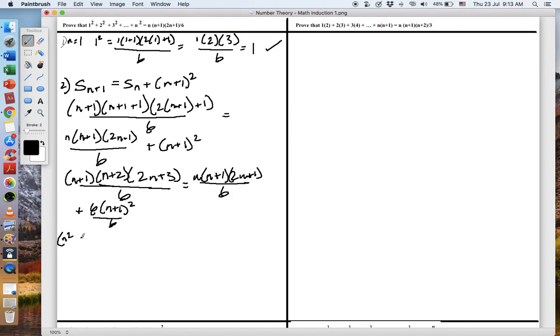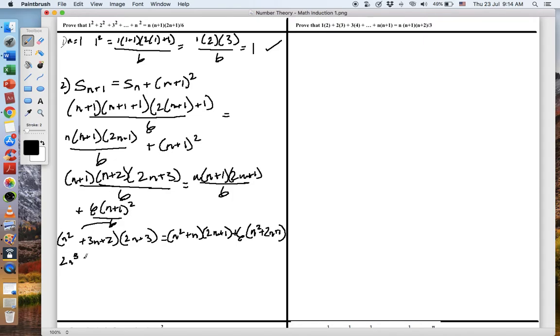We get n squared plus 3n plus 2 on one side, just using the FOIL method of expansion there. And then we've got 2n plus 3, and that's equal to n squared plus n, again just distributing that n to that first set of parentheses there, times 2n plus 1, and then that's plus 6 times n squared plus 2n plus 1. And now it's just algebra from here. We're going to distribute, carry out FOIL, or multiply these two sets of parentheses by one another.